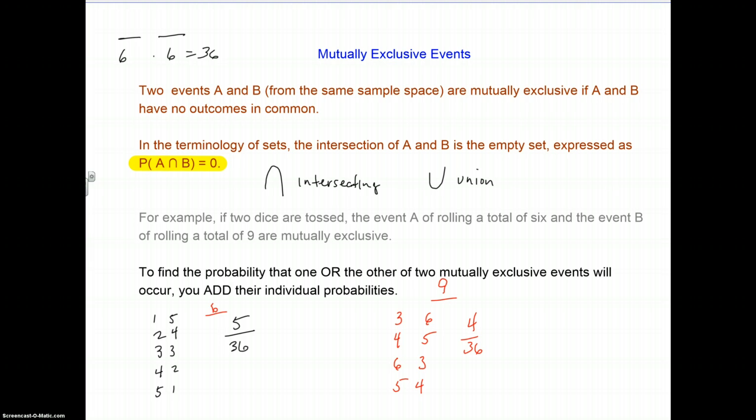And if I'm interested in the probability of one or the other, I'm rolling 2 dice, and I'm interested in what are the odds that I'm going to get either a 6 or a 9, I add these two probabilities. So I'd take 5/36 plus 4/36, and I'd get 9/36, and I can reduce that to 1/4.